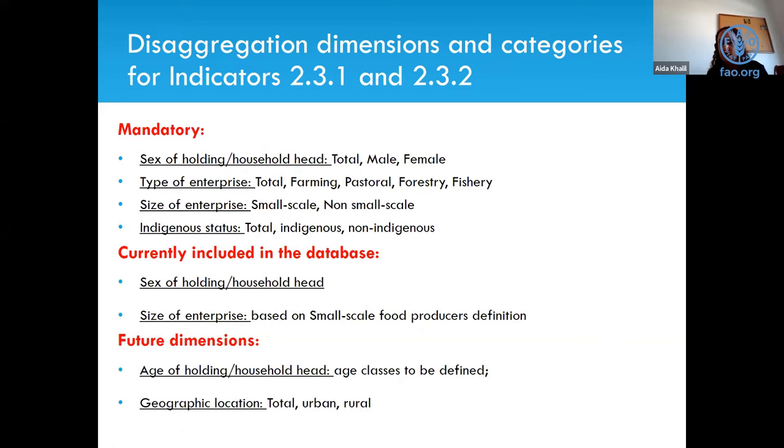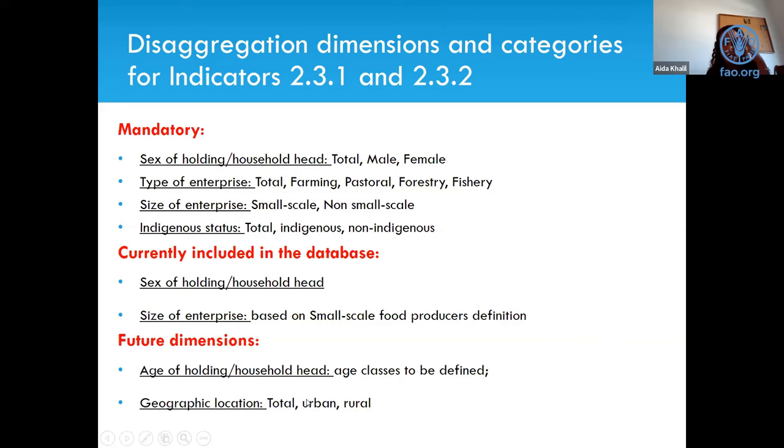Of course, some age classes should be defined, and then the geographic location. So the simplest one is, let's say, a geographic location disaggregated by urban, rural. And if possible, I would suggest and ask you to produce the indicator also by this disaggregation dimension, so by where the holding is located.